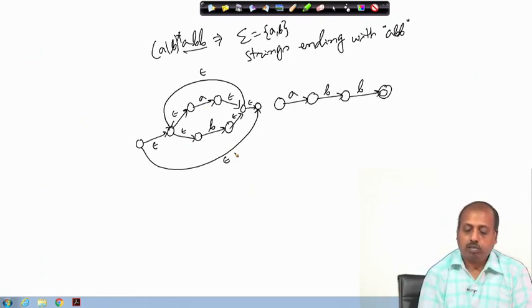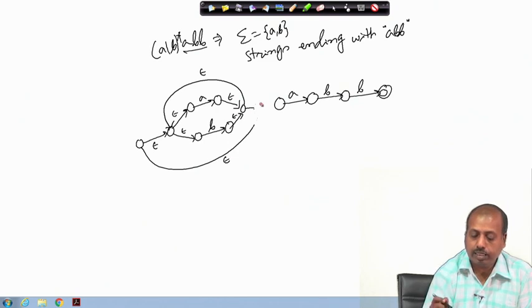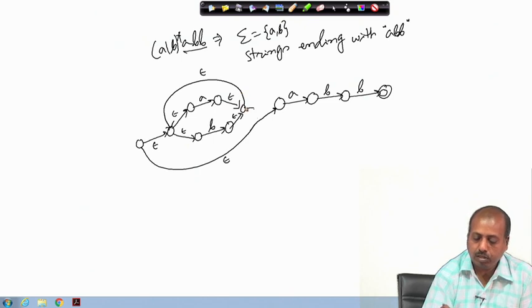Now, I have to merge these two. So, essentially what happens is that these two states become the same. Okay. So, I can just redraw this part, so that this transition, this state becomes the final state. Okay. So, it can come here, and so all these transitions can be merged now.